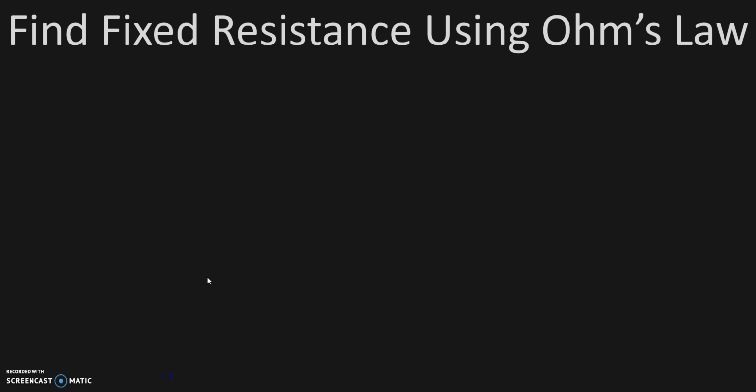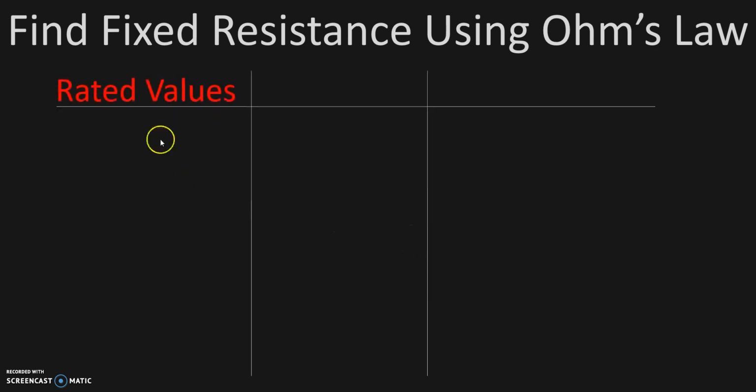So again, finding fixed resistance using Ohm's law. I'm hoping this is familiar, but this is a very important concept here. So any piece of equipment is going to have rated values. So in this case, let's work with a piece of equipment rated to run at 120 volts. If we run it at 120 volts, it'll put out 100 watts.